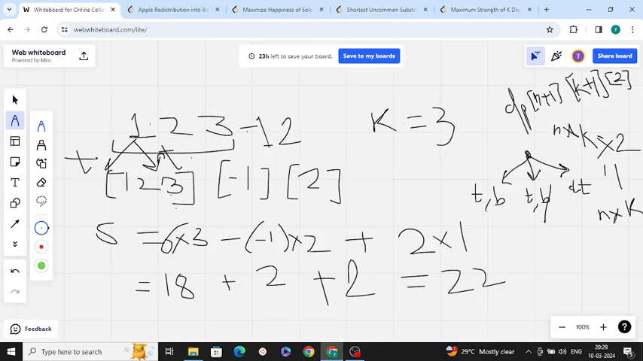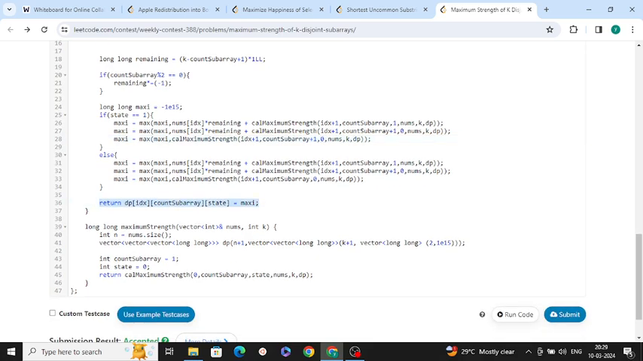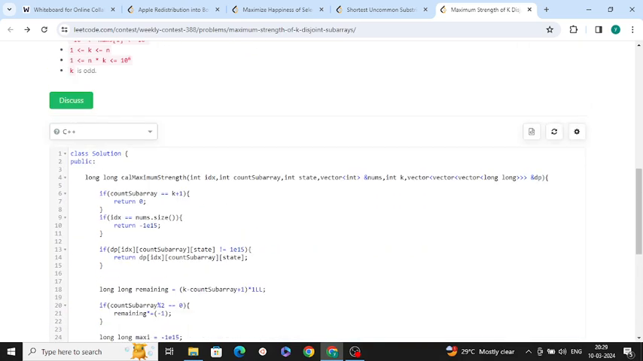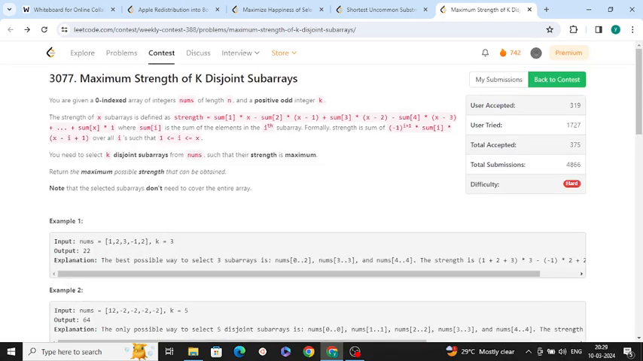Always think in terms of this: take, break; take, not break; don't take. That's it. And at last we store it in the dp table and return it. Hope you got the approach for this problem. This problem is not difficult, I will say. If you know the take, not take dp concept, then just a small optimization is required. That state thing, many people fail to do.